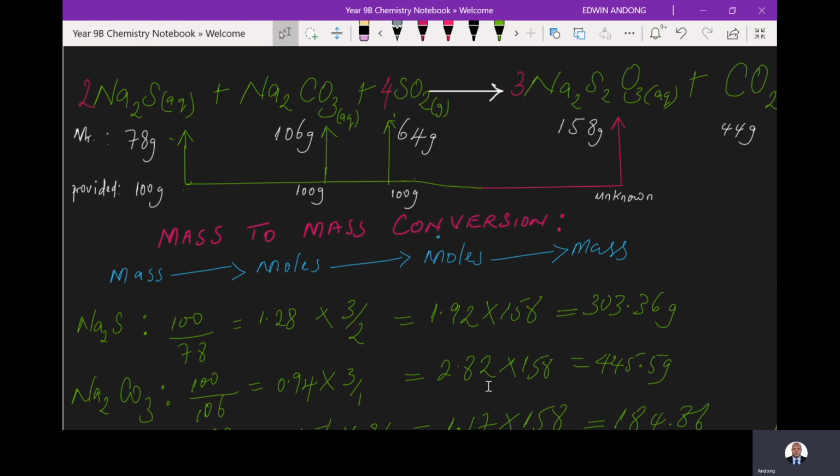Having got the moles of thiosulfate, in order to have the mass of thiosulfate, we multiply it by its molar mass, which is 158. And the mass of thiosulfate that will be produced by sodium carbonate will be 445.5 grams.